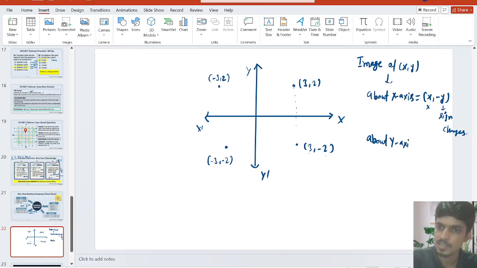Here, also about the y-axis, the y-coordinate does not change and the x sign changes. I hope it is clear to you. So the image of (3, 2) on the y-axis is equal to (-3, 2), like that. I hope it is clear to you.